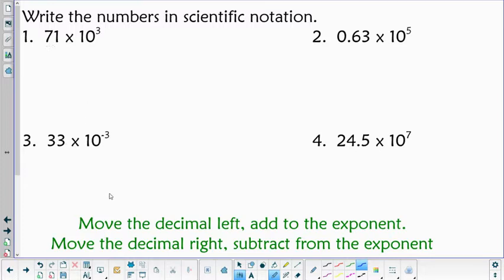So here are the rules down the bottom. If you have to move the decimal to the left, you're going to add a number to the exponent. If you have to move your decimal point to the right, you're going to subtract a number from the exponent. So for example, for this one here, right now, 71 has an imaginary decimal point at the end. All whole numbers have a decimal point at the end. In order to make this number between 0 and 10, I have to move it left 1, so that it becomes 7.1.